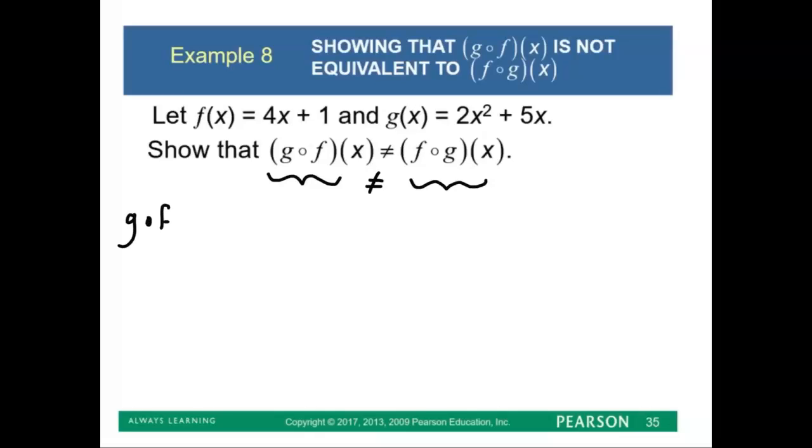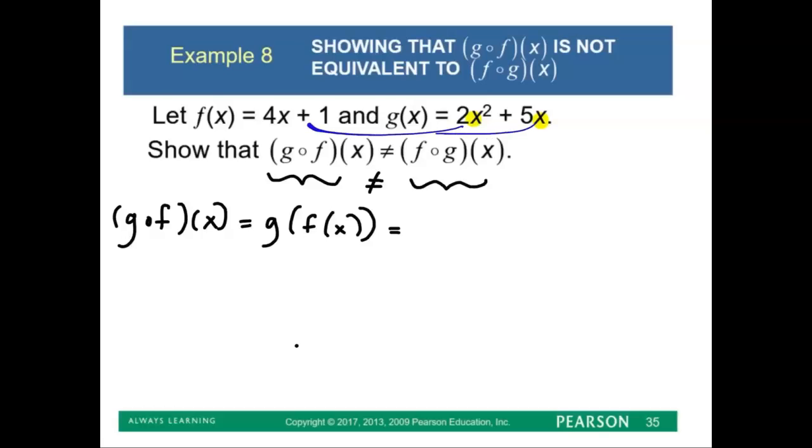So going left to right, let's find g of f of x. Again, translating that composition notation into function notation, we see that we're going to place our function f inside of g. So here, wherever we see an x in g, we're going to plug in this f of x in there, okay? So we have 2 times (4x plus 1) squared plus 5 times (4x plus 1), okay?